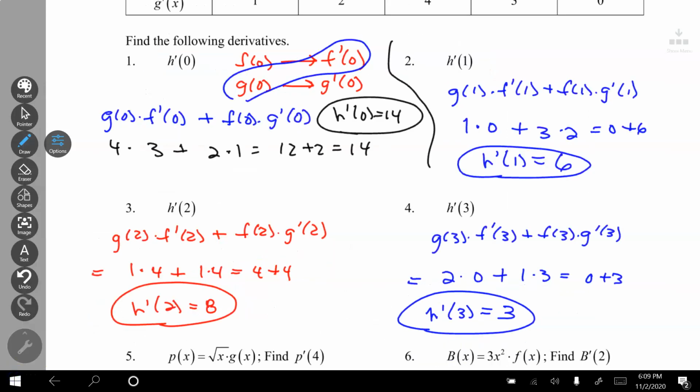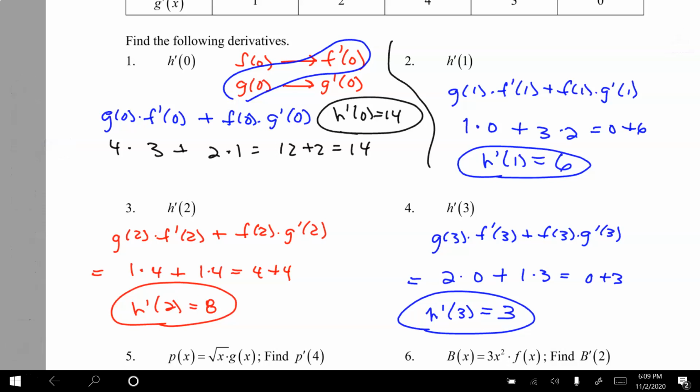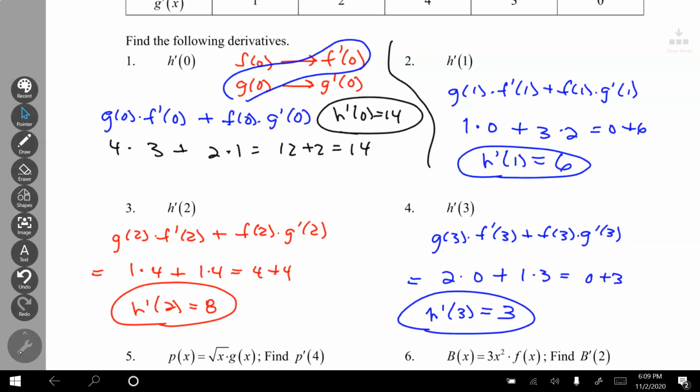So number 3 and 4, I did exactly the same thing I did for 1 and 2, except I changed the input for x to 2 and 3. Instead I used 0 and 1 for the previous problems. It's not really any different.